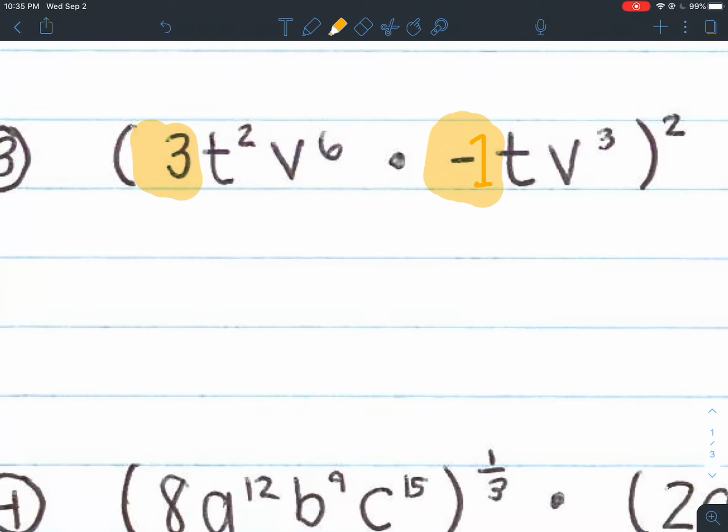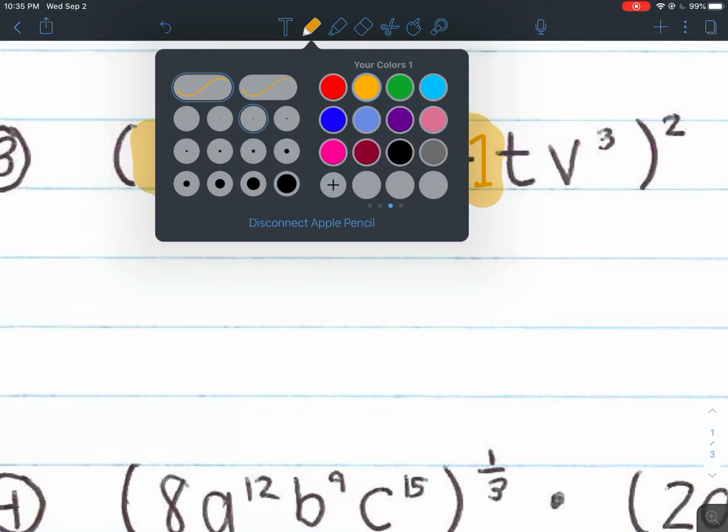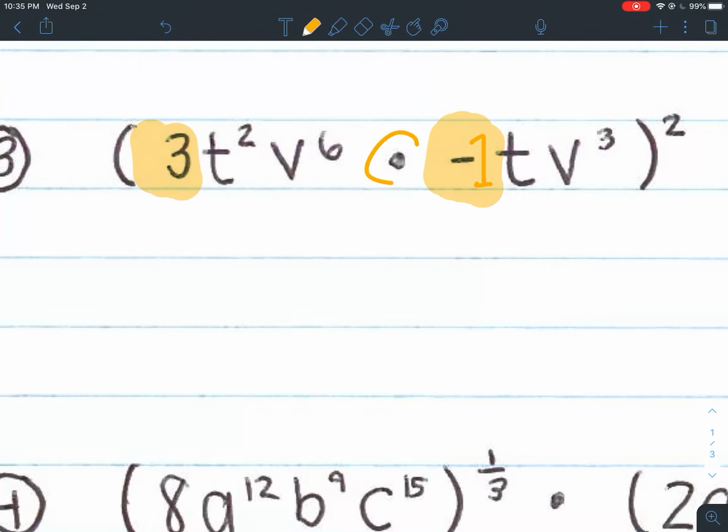So you're looking at your bases. So your regular number bases, you have 3 and you have -1. Well, you're going to multiply these because it's a multiplication sign. 3 times -1 is -3. Okay, so we're multiplying those together. And again, how did I know there's a 1 there? Remember, when they don't write that number there, there is really a 1 there, so don't let it fool you.